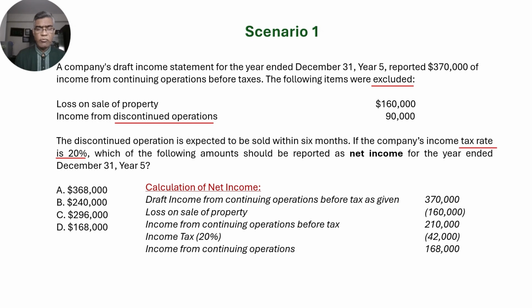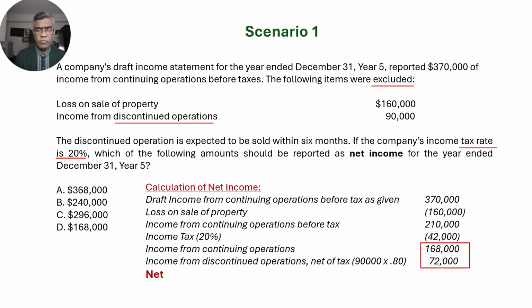Now you need to consider income from discontinued operations. Remember, it should be reported net of tax. Net of tax means after deduction of tax. So tax rate is 20%, so we calculate 80% of 90,000, which equals 72,000. That should be reported. So in total, net income will be 240,000. So if we look, option B is the correct answer.